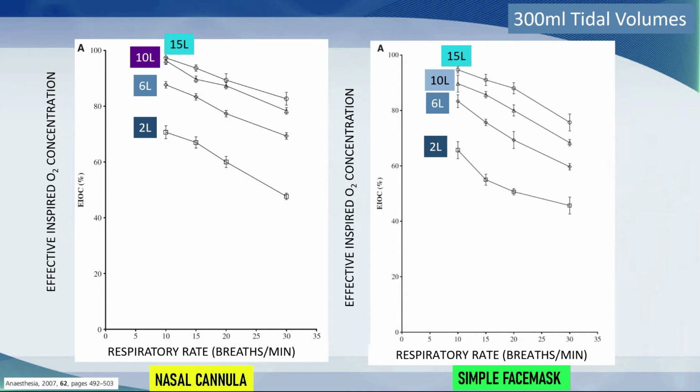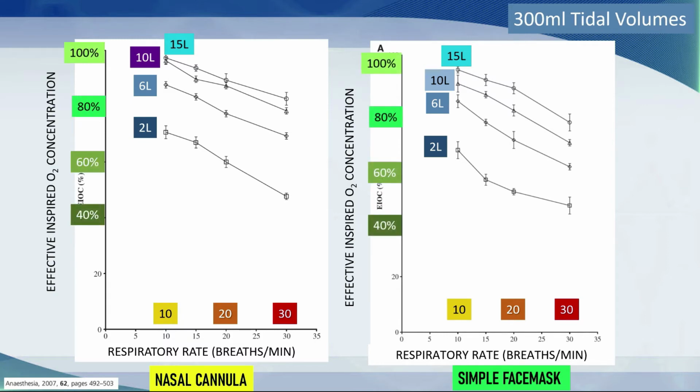You can see we have different flows marked out, and we're going to look at different respiratory rates, 10, 20 and 30 breaths per minute with 300 ml tidal volumes. The FiO2 is 40, 60, 80 and 100%. Ignore the surprisingly high starting FiO2 and see what happens when the respiratory rate increases for 2 litres, 6 litres, 10 litres and 15 litres of flow. That's for nasal cannulae, and we can do the same thing with the face masks, 2 litres, 6 litres, 10 litres and 15 litres of flow.